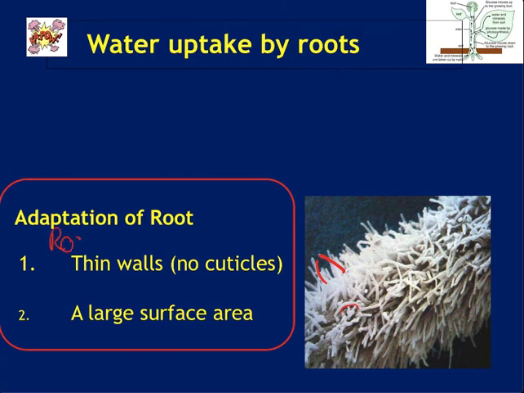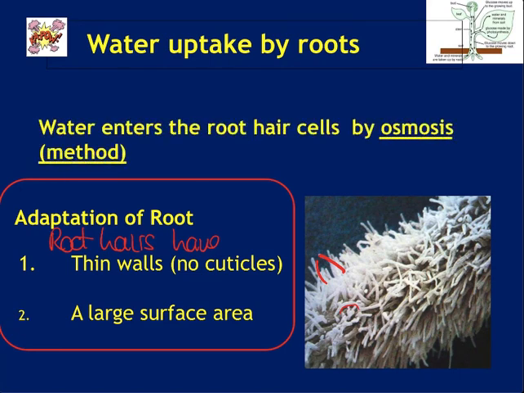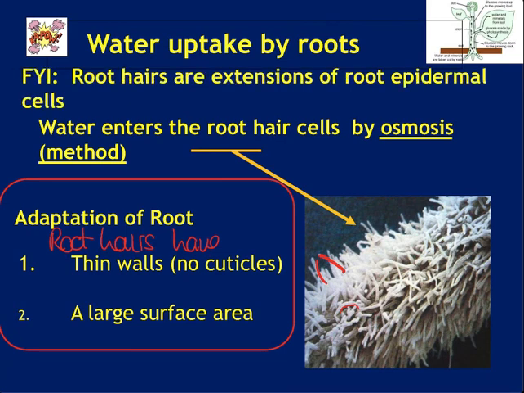So the adaptation is the root hairs have thin walls with no cuticle, so no waterproof layer, and they have a large surface area. We've done the method, so the method is osmosis, and the sentence to go under your header of water uptake is that the root hairs are extensions of your root epidermal cells. They are part of your dermal tissue in your plant.